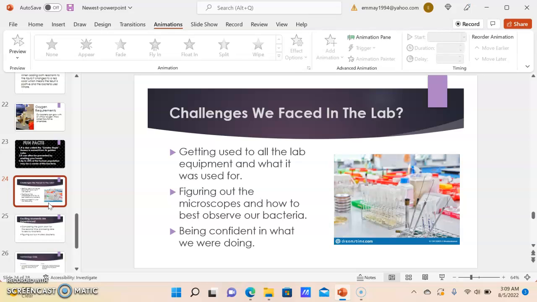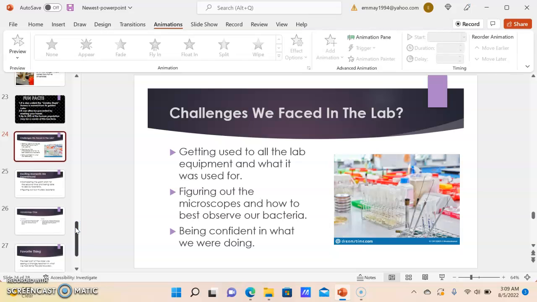And then being confident in what we were doing. So the first day, of course, I'm pretty sure all of us were nervous and didn't know what we were doing. But by the end of it, we definitely felt more confident and were able to move quickly along in the task and not take as much time.